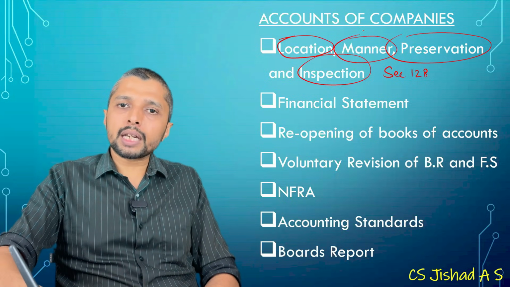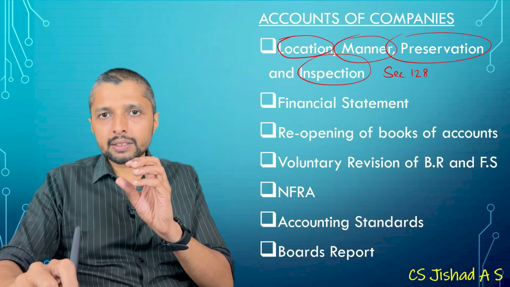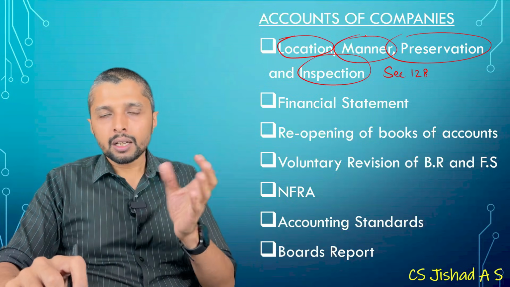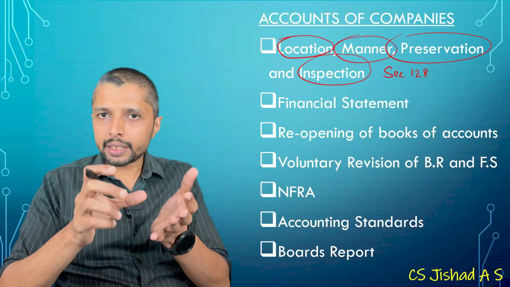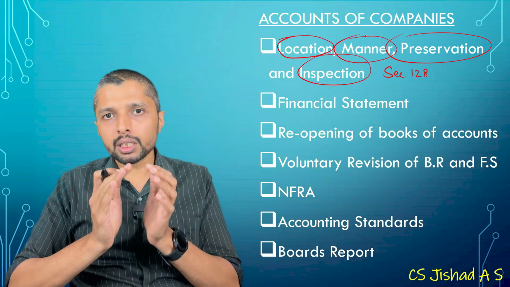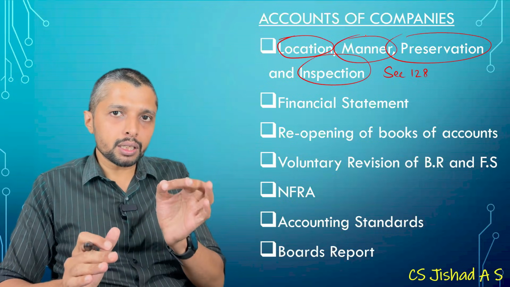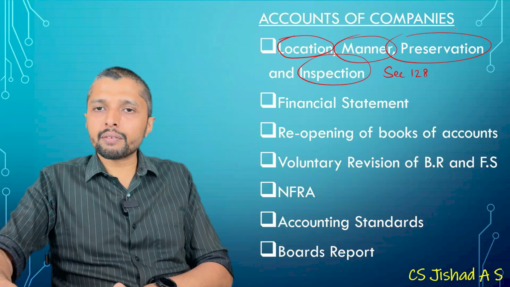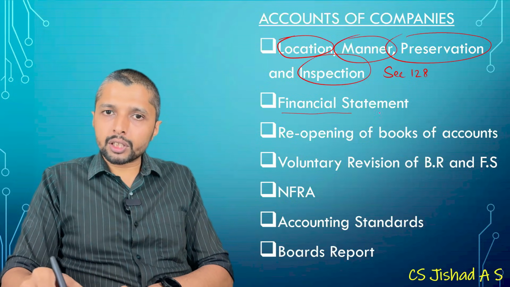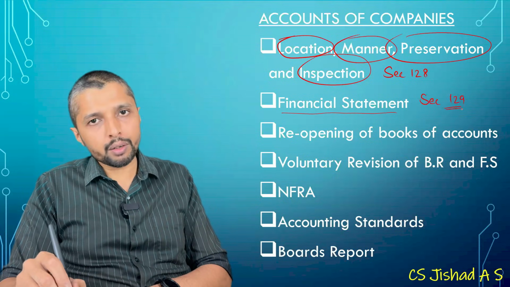Then manner: you can maintain or preserve it in physical manner or E mode. If you are preserving the same in E mode, you will have to comply with rule 3 of the Companies Accounts Rules. Certain provisions are mentioned in rule 3 with respect to keeping books of accounts in E mode. So you will have to comply with all such provisions if you are keeping the books of accounts in E mode. Then preservation for 8 financial years. Inspection can be made by directors. With respect to financial statements under section 129, they should give a true and fair view.